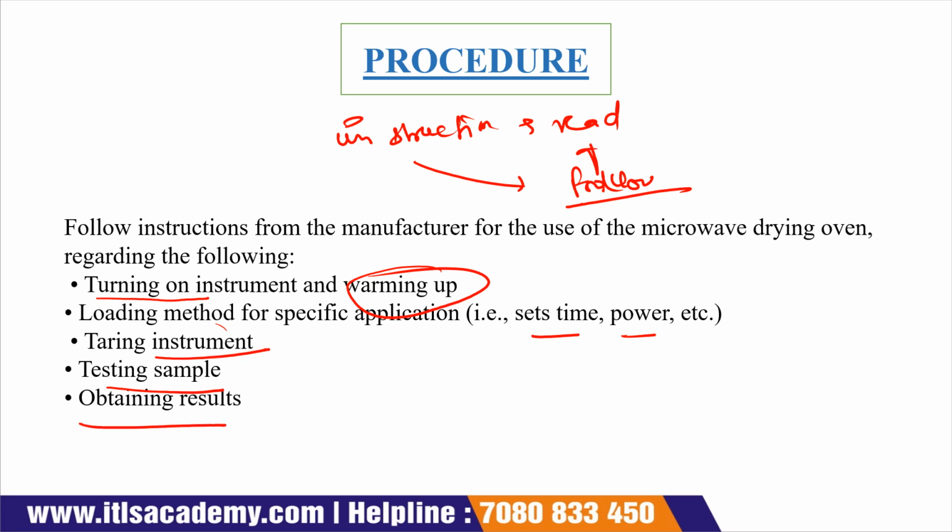We simply turn on the instrument and wait for it to warm up. After warming, we set the time, for example 30 seconds or 50 volts or 100 volts. It depends upon the instructions given by the manufacturer. Then we tare the instrument, meaning if any reading is present, we set the instrument reading to 0. Then we put the testing sample into it and wait for the result. When the result appears, we obtain it.